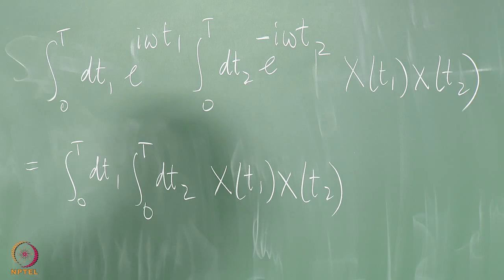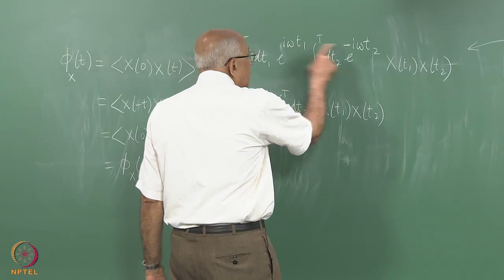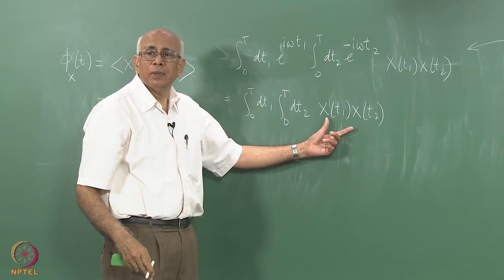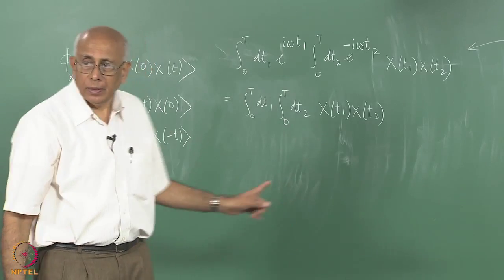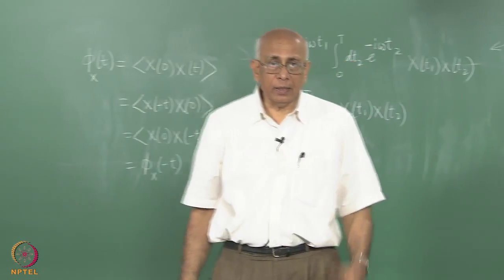No averaging or anything like that is being done. I am just sampling the time series as we go along here, times e to the i omega (t1 minus t2). But this is a symmetric function of t1 and t2, right? And this quantity is real. So the imaginary part must vanish identically.